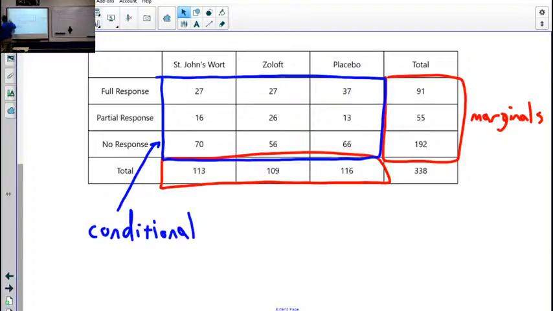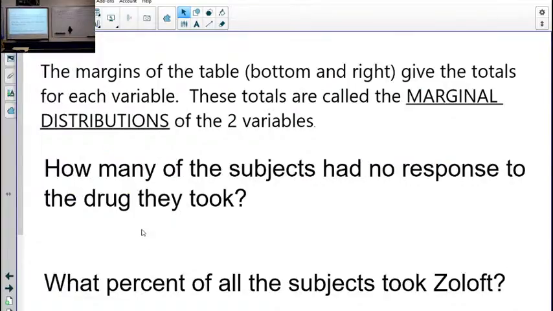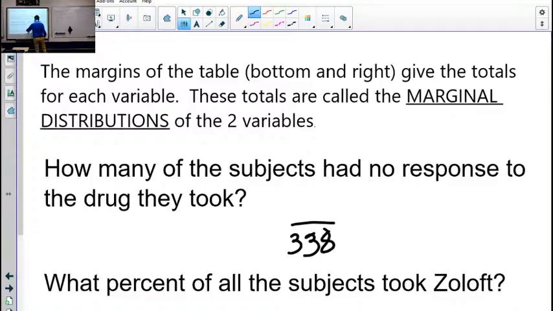So, looking at this table, how many of the subjects had no response to the drug that they took? When you see the word "of," that's a good indicator that we're talking about the denominator of whatever fraction we're going to write. So, of the subjects, well, that means we're out of everybody. Everybody is how many? 338. So, out of everybody, how many had no response?